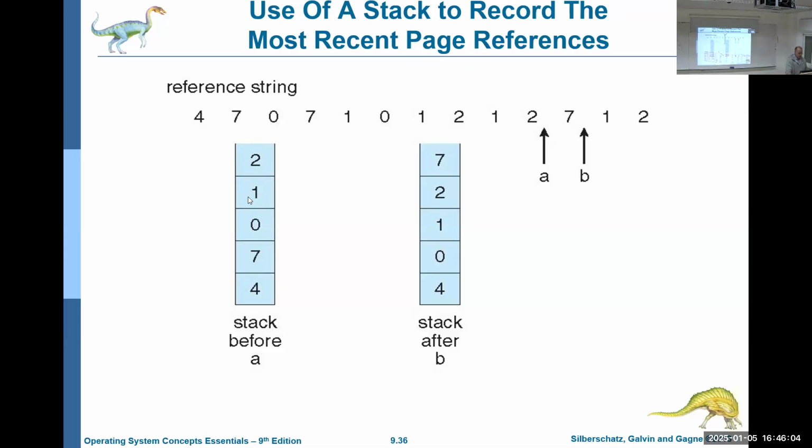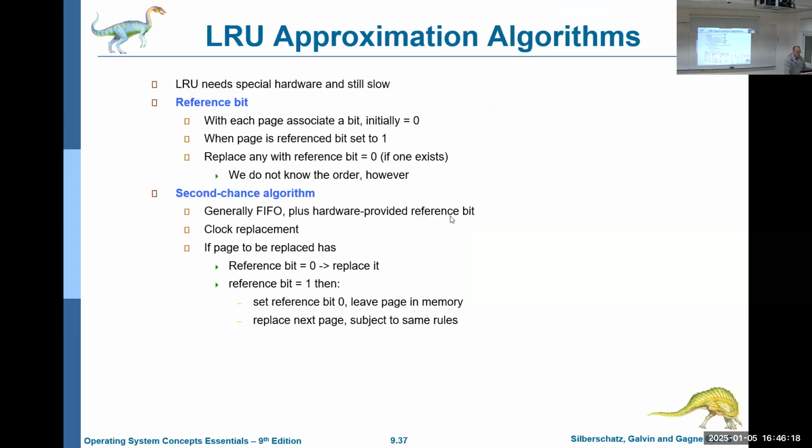Okay, use of a stack to record the most recent page references. I think it's just what we understood out of our heads, we figured that out. But here you see, as 7 is referenced, between A and B, 7 is always in a reference, so we bring 7 up to the top. Okay, we understood that. Now we can talk about least recently used approximation algorithms.